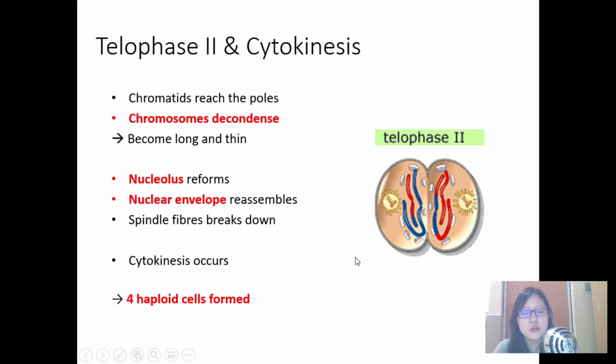And the result of all that meiosis II work is to form 4 haploid cells in total. So one cell became 2 cells in meiosis I, then those 2 cells became 4 haploid cells in meiosis II.